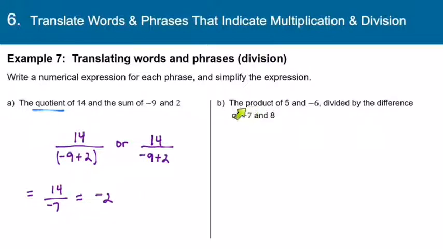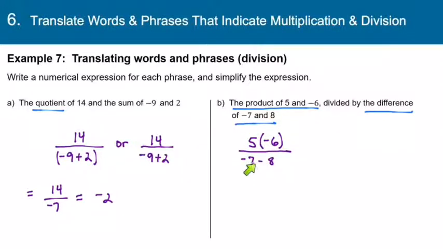And now part B, the product of 5 and negative 6 divided by the difference of negative 7 and 8. So this divided by is going to be our fraction bar. In the top, we'll have the product of 5 and negative 6, and then in the denominator, we'll have the difference of negative 7 and 8. Remember, difference means subtraction, so negative 7 minus 8.